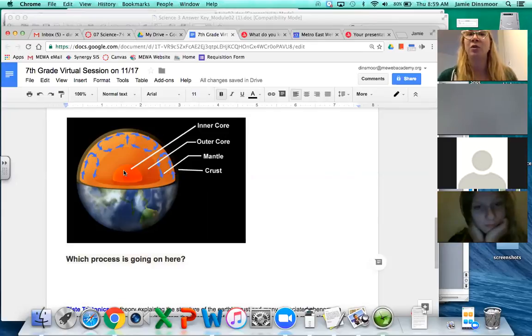And the inner core is the only part really that's solid, and the crust. Like the crust of the Earth is pretty solid. But these gases are constantly warming and cooling, and they cause a current. And not just one, they cause many currents all throughout the Earth. Right, so I said which process is going on here. Well, I kind of told you, but which process is going on here?